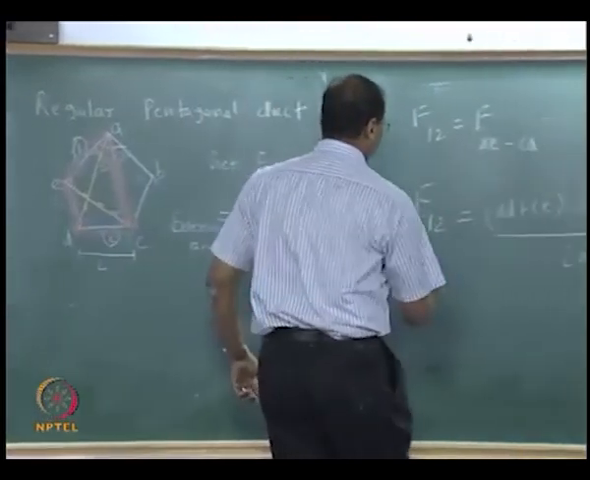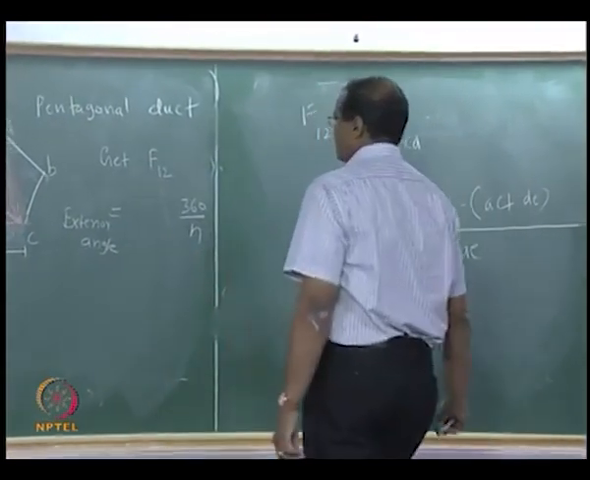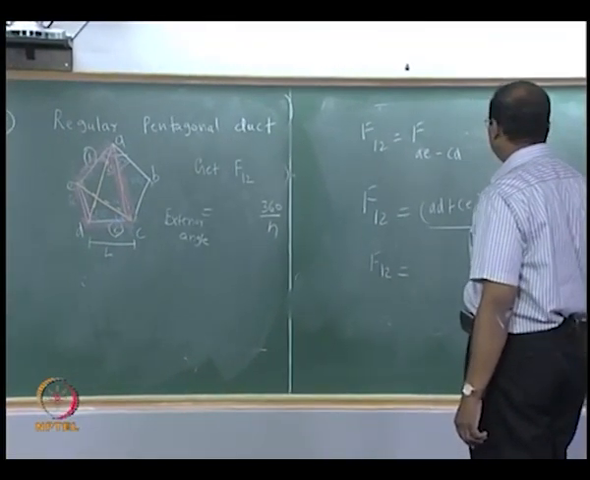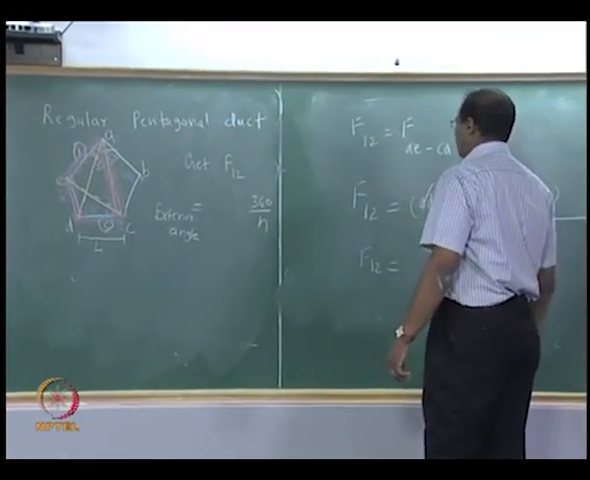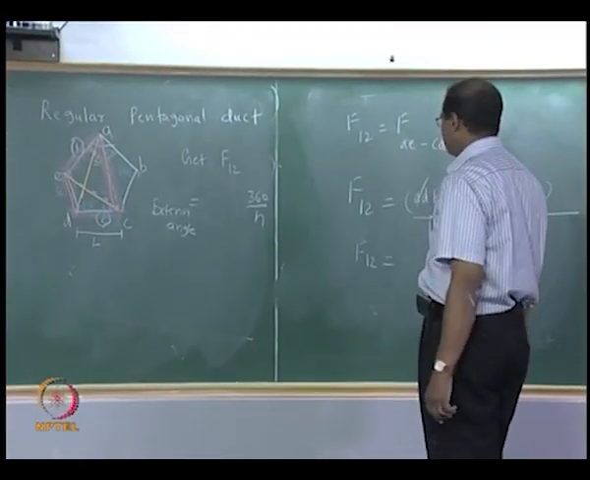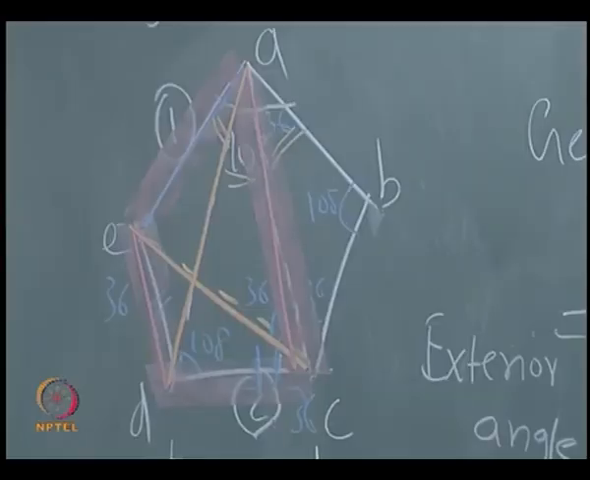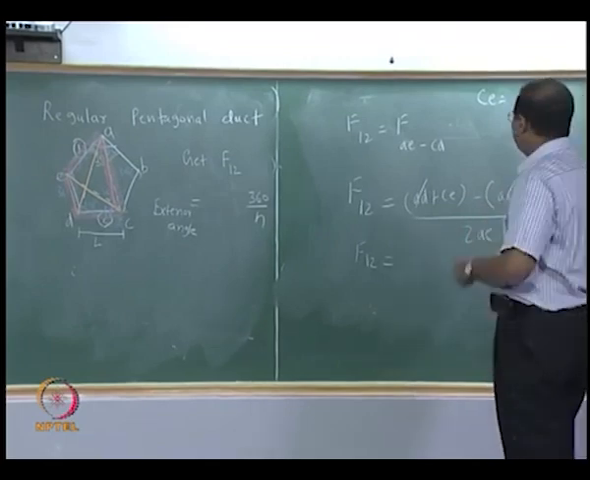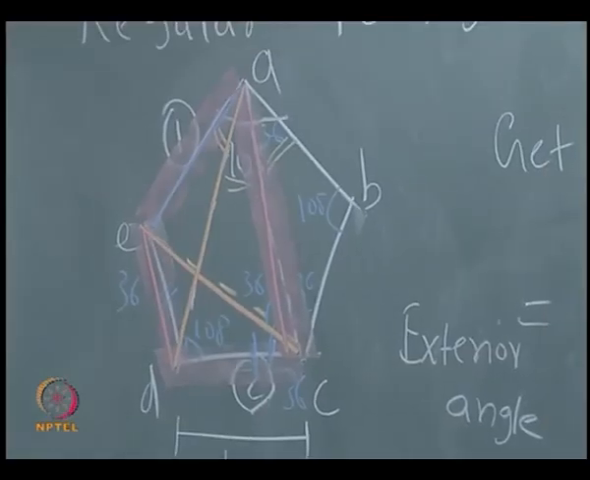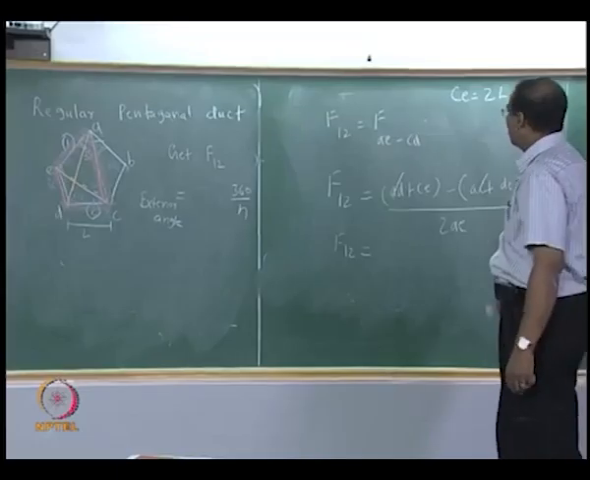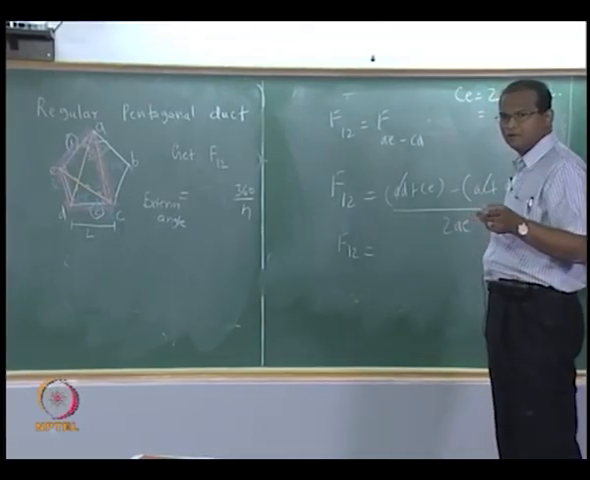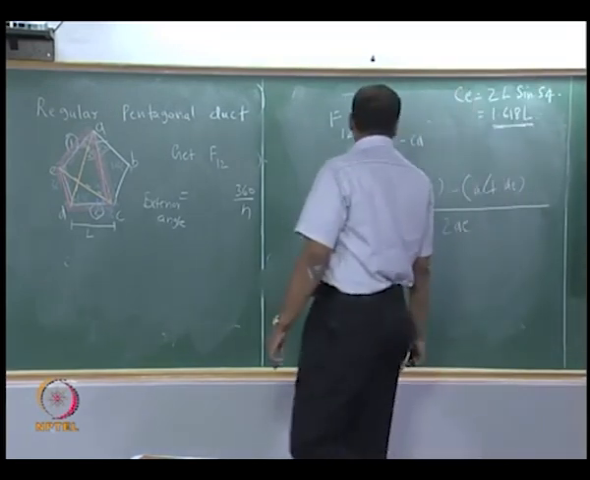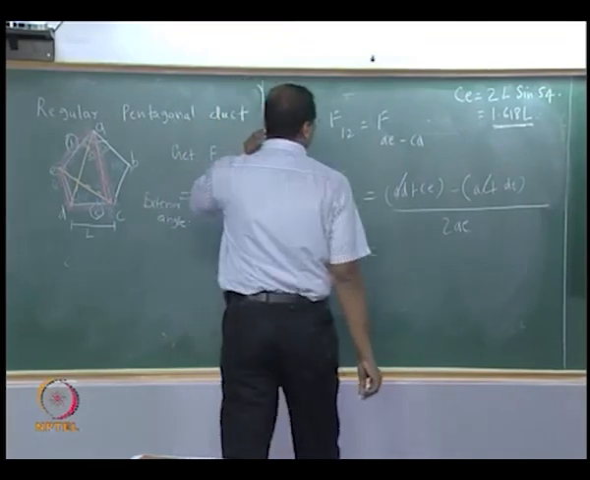What is AD? AD and AC will get cancelled. Okay. So what is CE? 2. Okay. What is sin 54? 1 point... Okay. So DE is L.